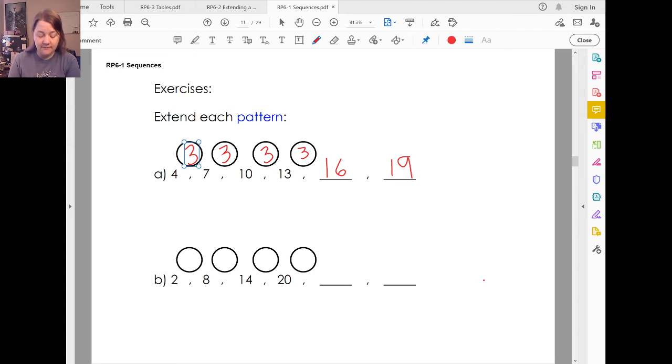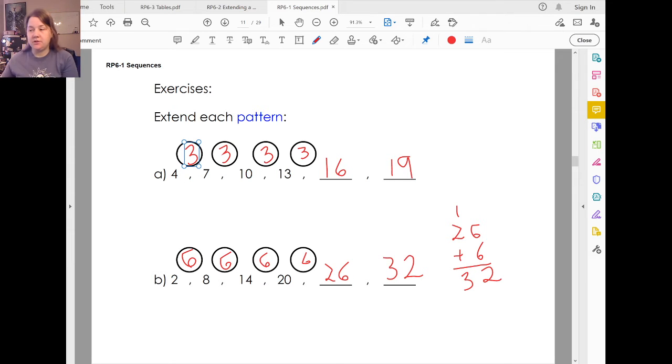2 to 8 to 14 to 20. Well, 8 minus 2 is 6. And 8, 9, 10, 11, 12, 13, 14. That's also 6. We're going to keep adding 6. So we're going to go to 26, and then add another. Ooh, I should probably do this work off to the side. 26 plus 6 is 32.